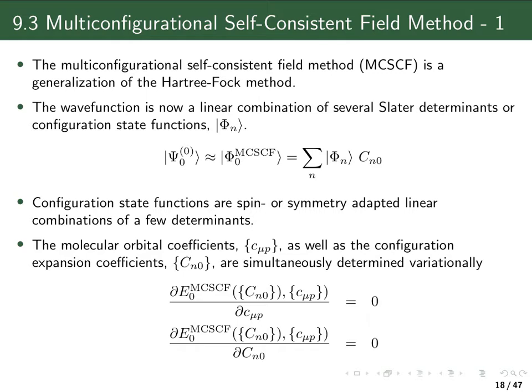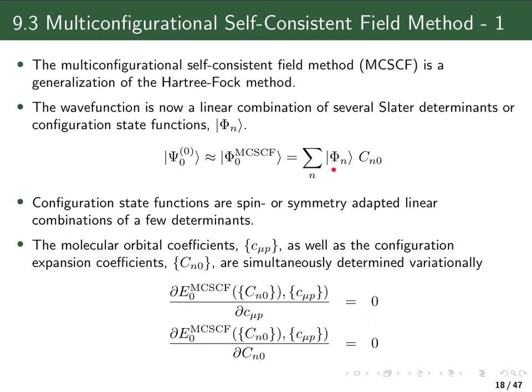The Multi-Configurational Self-Consistent Field Method, or in short MCSCF, is a generalization of the Hartree-Fock method, which means we still optimize the orbitals, but now it's not a single determinant wave function, but a multi-determinant wave function for which we optimize the orbitals. So the MCSCF wave function is a linear combination of some Slater determinants, where we have here the expansion coefficients.